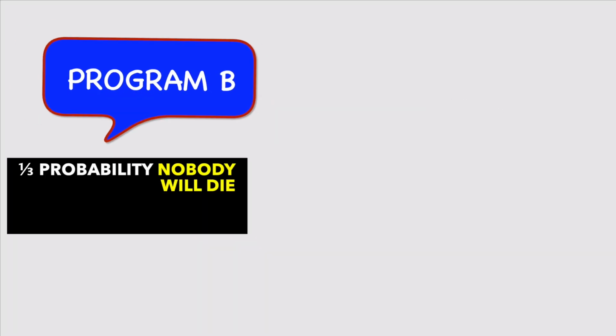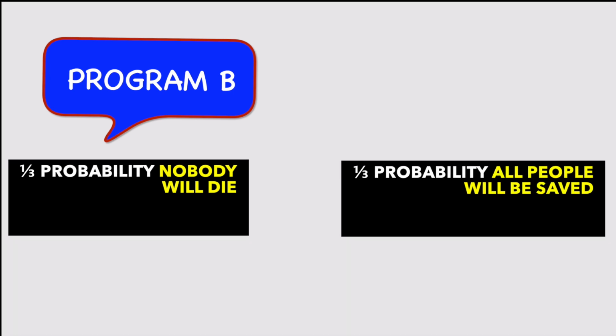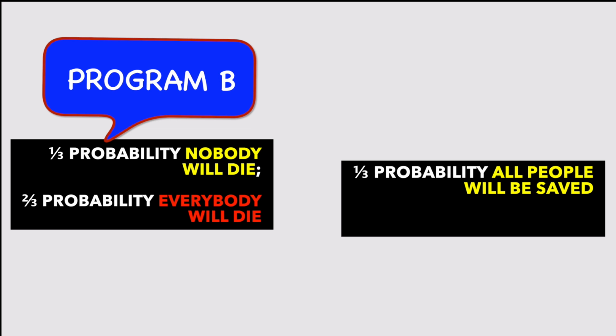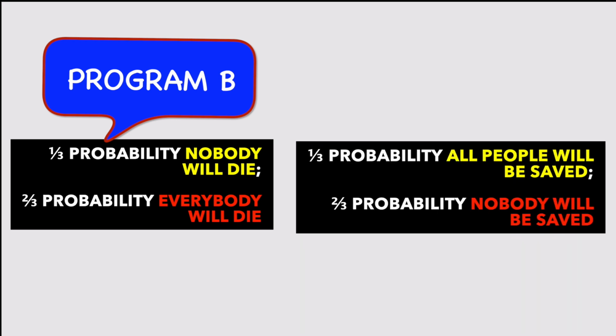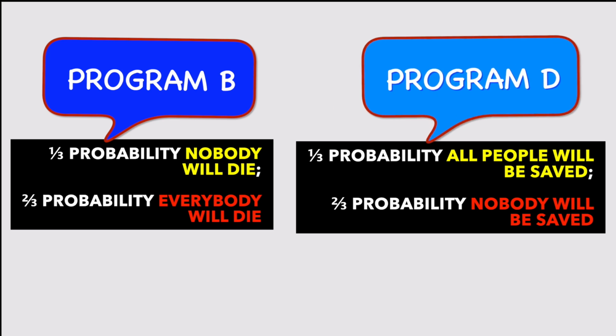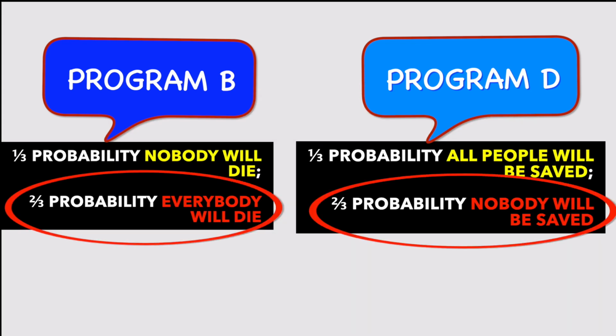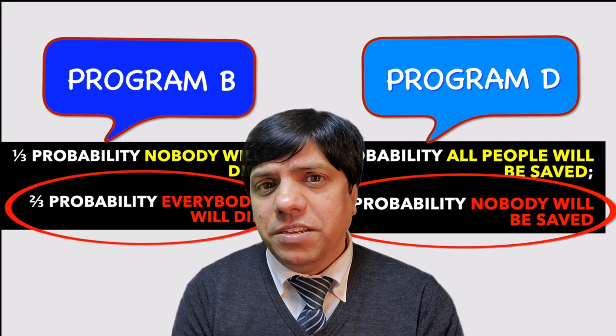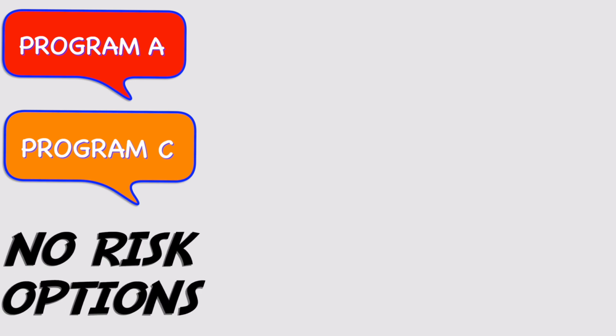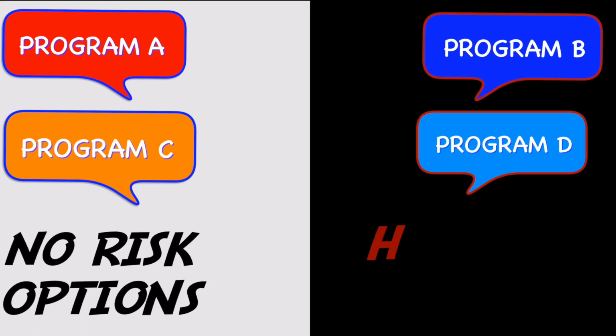Also, program B says 1 in 3 chance that nobody will die, i.e. all 600 people will be saved, and 2 in 3 chance that all will die, i.e. no people will be saved. That's exactly the same probabilities as program D. So basically, options B and D are risky options. A 2 in 3 chance that all 600 people would die. It's indeed very risky. Options A and C would be called no-risk options, and options B and D are called high-risk options.